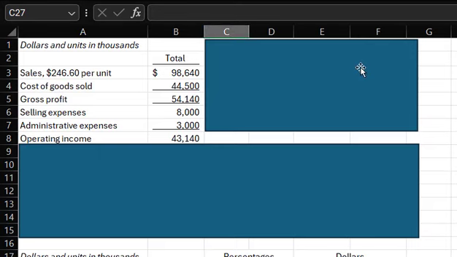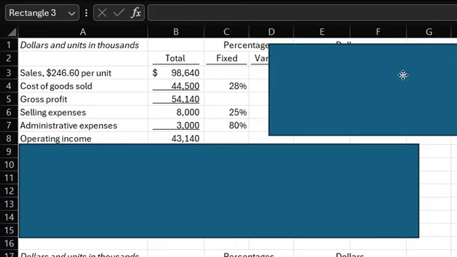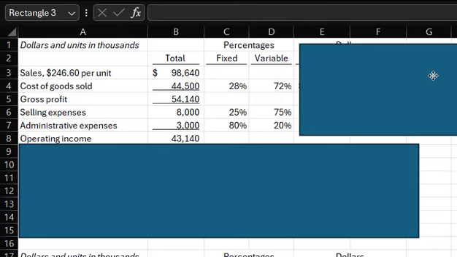Now, they also gave us some other information. I'm going to assume this is given to you. They gave us the percentages of the cost split between fixed and variable. They've already done analysis to determine what that split is for cost of goods sold, which has a different split between fixed and variable than the split for selling expenses and the split for administrative expenses.